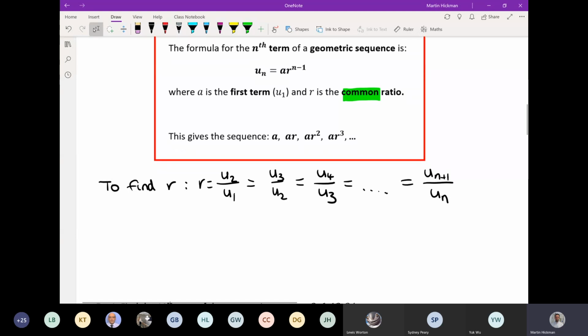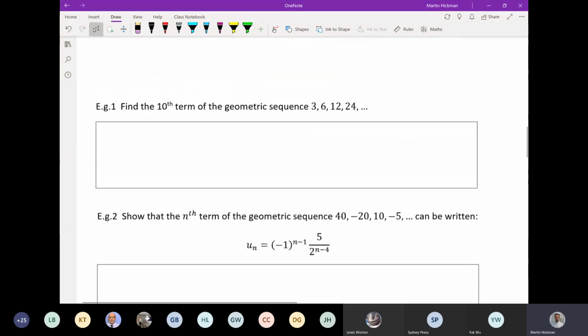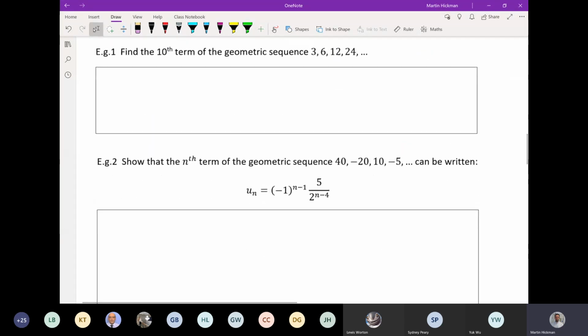So let's dive in and do some examples then. So the first two examples are just kind of general ones, getting used to the sequence. And then examples 3, 4, and 5 are going to help you with the assignment questions that you've got for today. Now, the first question says, find the 10th term of the geometric sequence 3, 6, 12, 24.